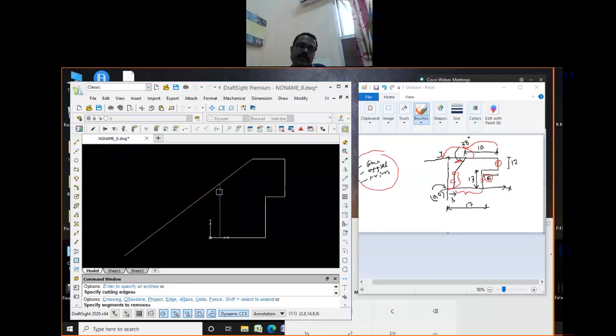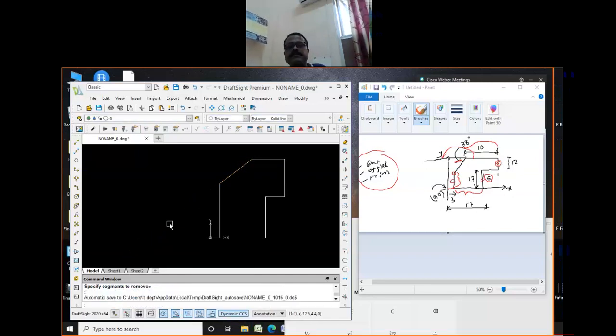Okay, this segment means it has got two segments. One is to the left of this blue line. One is to the right of the blue line. I want the segment which is to the left of the blue line to be trimmed. So don't choose this way. You choose this way. Then enter. So this is my figure.